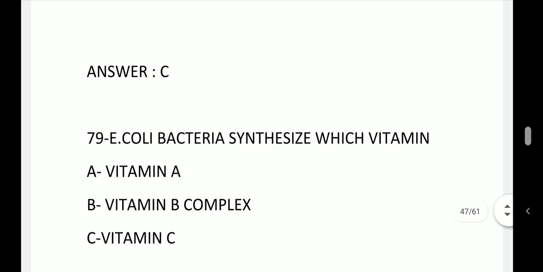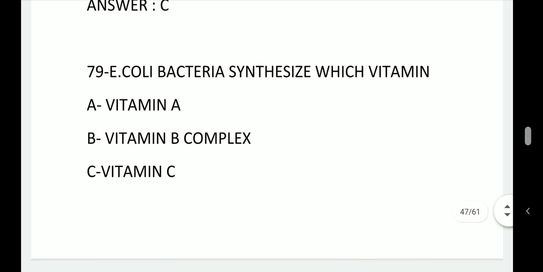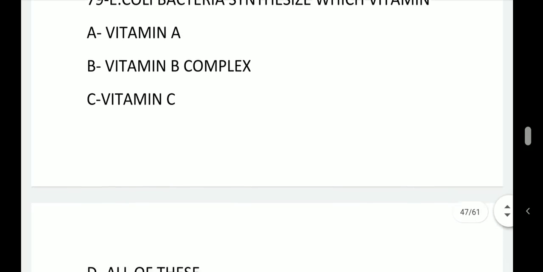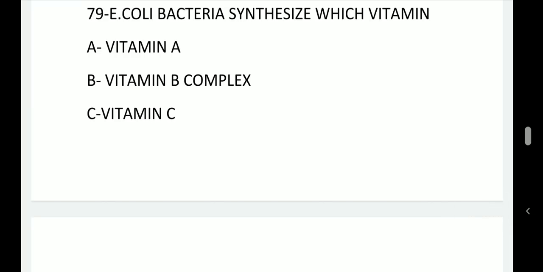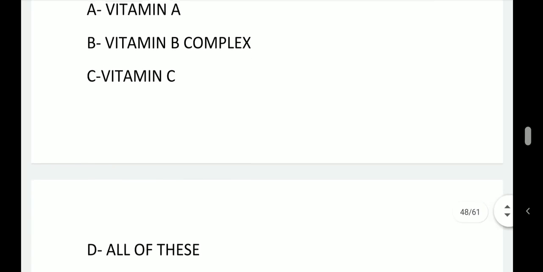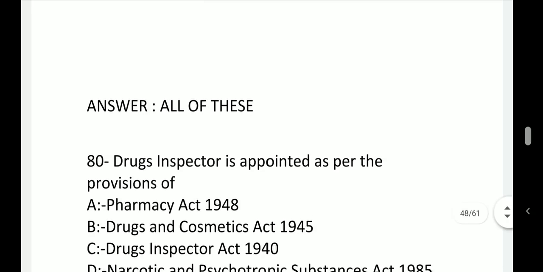Question number 79. E. coli bacteria synthesize which vitamin? Option A, vitamin A, option B, vitamin B complex, option C, vitamin C, option D, all of these. Answer is all of these. That is option D is the correct answer.